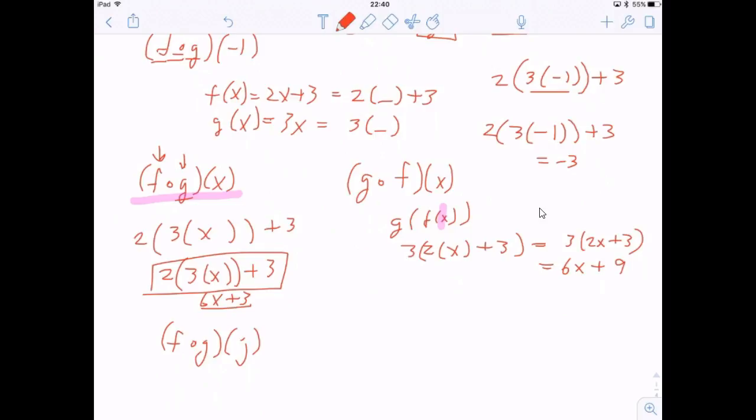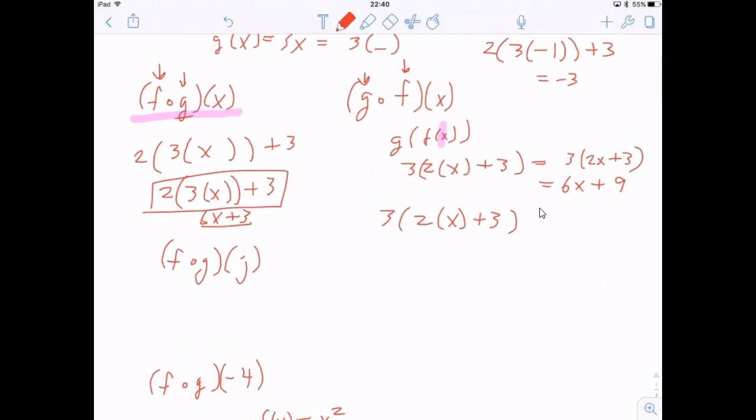Another way to think of it is the g function is on the outside, so g is going to be 3 times something on the inside. What's on the inside? The f function is on the inside. I'm going to put 2 input plus 3. What's the input? It's x. Okay, and then you get the same thing again.